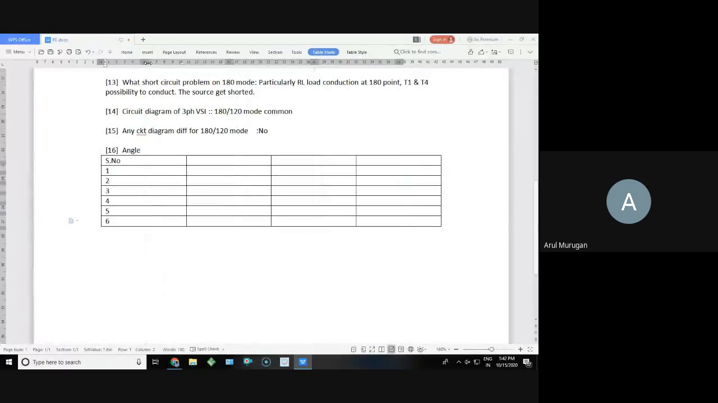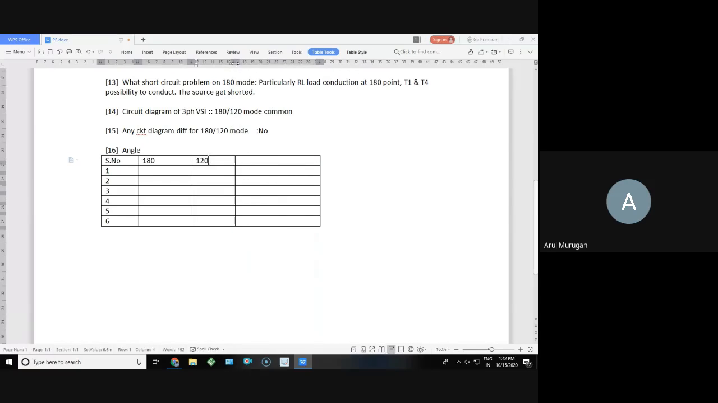Here is the 180 degree mode. In the 180 degree mode, 3 switches are conducted at a time; 3 switches are closed in every mode. If it is the 120 degree mode, then in every mode we conduct 2 switches.